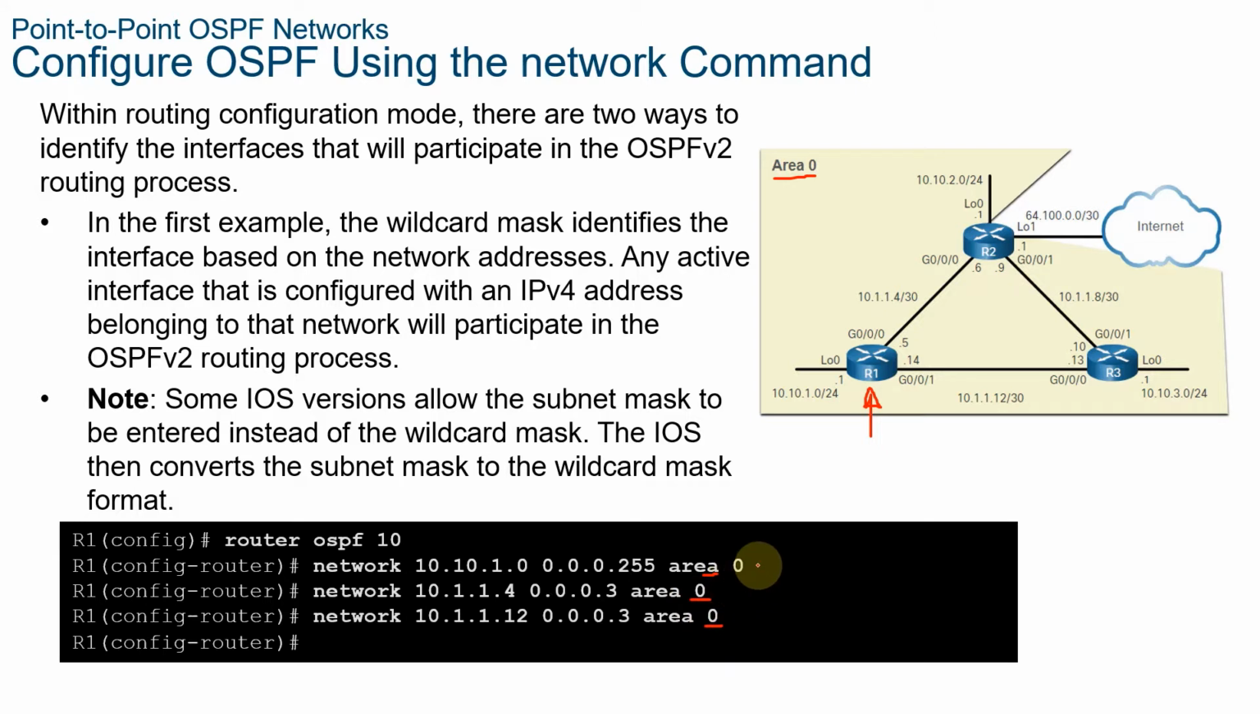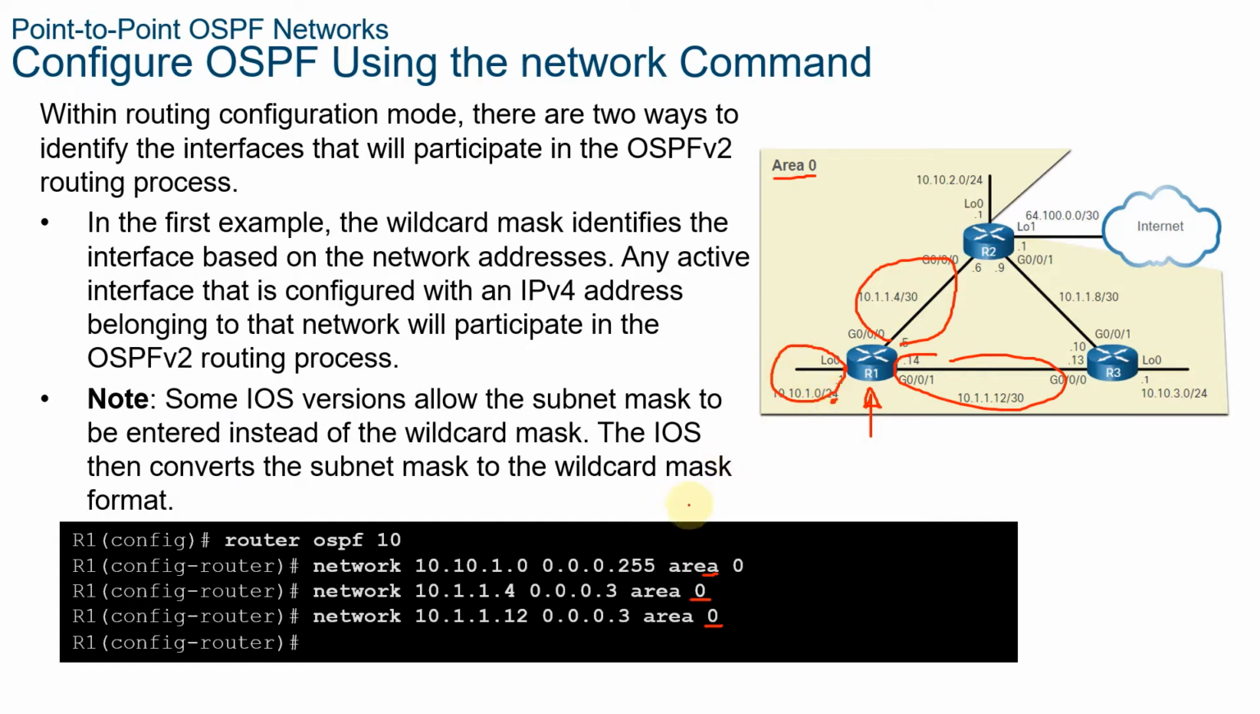Now in defining the OSPF, we care only about the directly connected networks. If we evaluate R1, there are 3 networks connected to it. The first network would be 10.10.1.0, which is the loopback 0 here. Next would be 10.1.1.4, which is the network between R1 and R2, and 10.1.1.12, which is the network between R1 and R3.